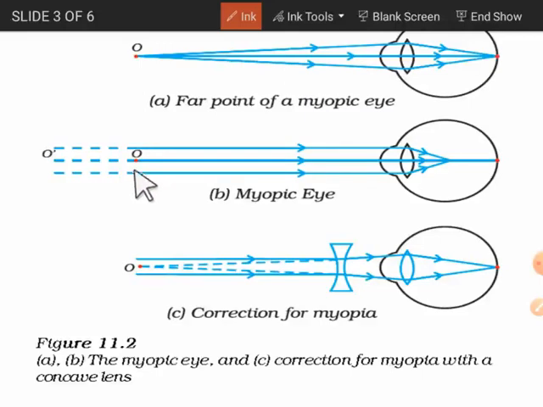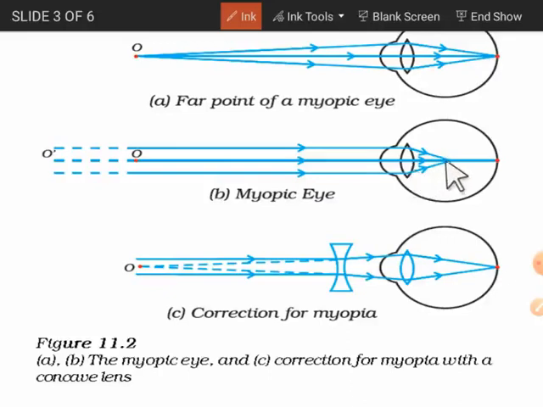Its far point is denoted in this picture by O, and O prime is the normal far point of a non-defective eye. For an object lying beyond its far point, at infinity, the light rays coming parallel to the eye, after refraction through the lens, instead of forming the image on the retina, form it in front of the retina.